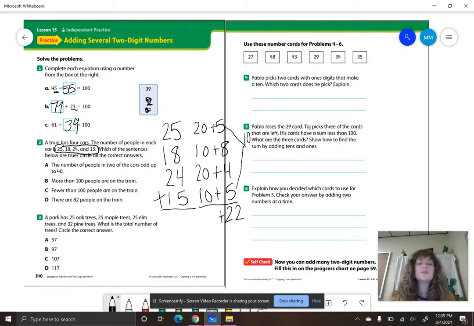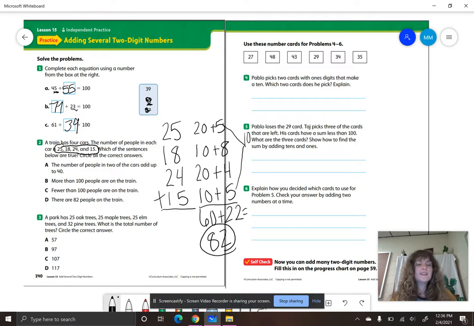All right, and now I'm going to add my tens. 2 plus 1 is 3. 3 plus 2 more, 5 tens. 5 tens plus 1 ten is 6 tens, which has a value of 60. If I put 60 plus 22 together, I would have 8 tens and 2 ones. So 82 is our whole.